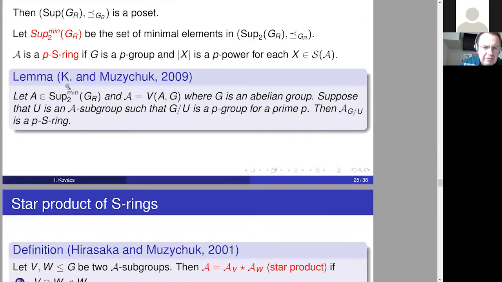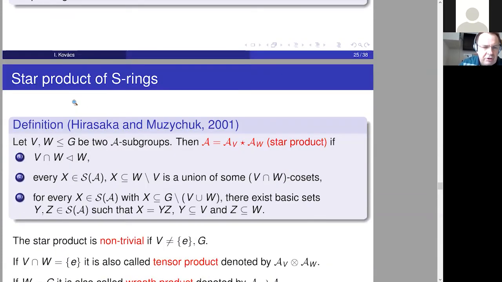And with Misha Muzychuk, we had this small lemma. If you take a group A which is minimal in this poset, and look at the corresponding S-ring, then if it happens that the S-ring has an A-subgroup such that its index is a p-group, then the quotient S-ring should be a p-S-ring. So this is already a restriction on the possible structure of the S-ring, because you are looking at transitive modules coming from this group.